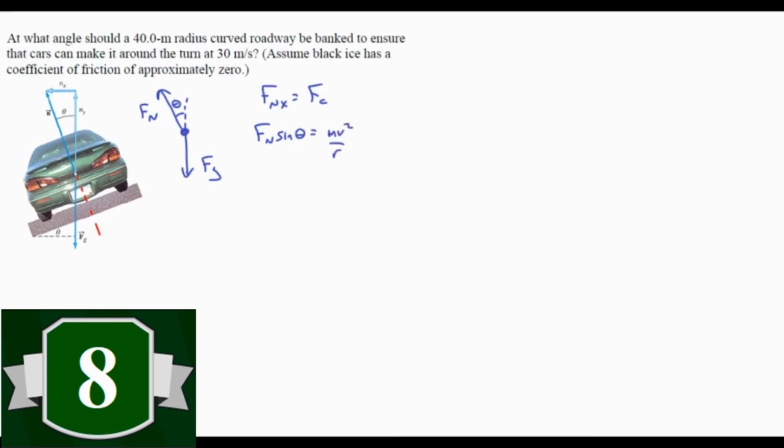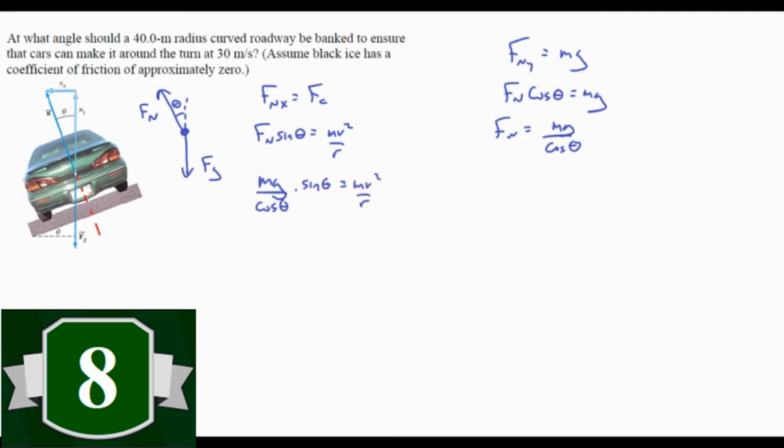To get the normal force, we can go to the y direction and see that the y component of the normal force has to equal the weight of the car. So normal force times cosine theta equals mg, or normal force is mg divided by cosine theta. Substitute that in over on the other side, cancel the m's, see that sine over cosine equals tangent. Canceling that m means that it doesn't matter if it's a Mack truck or a car or even a toy car, the mass is irrelevant.